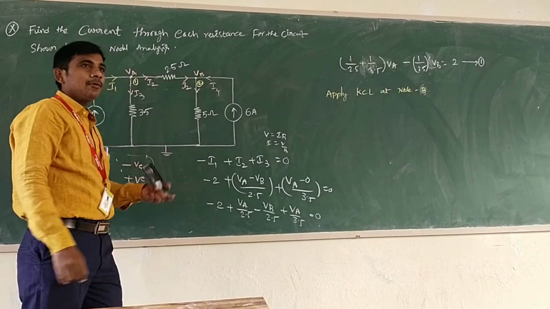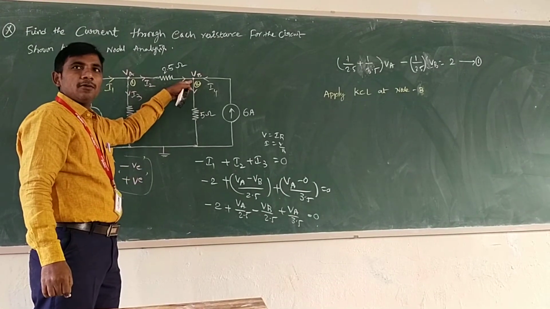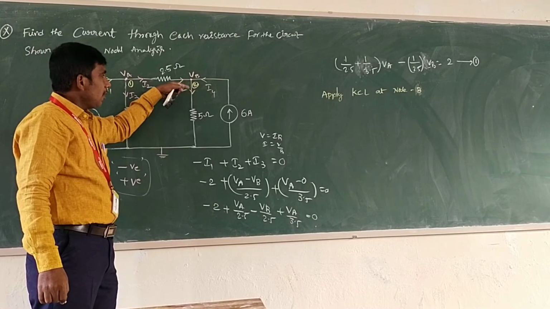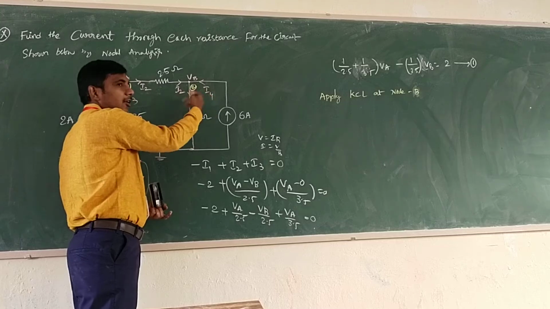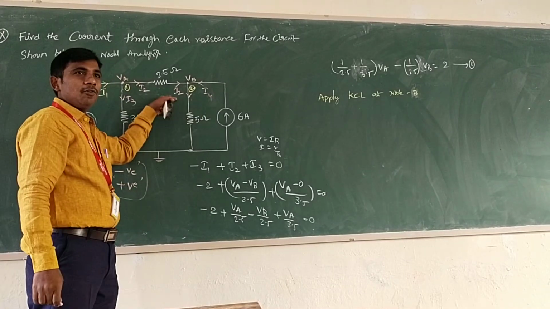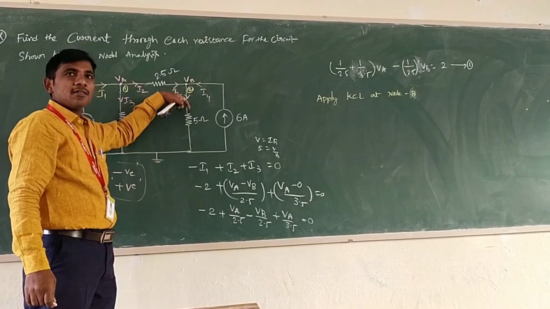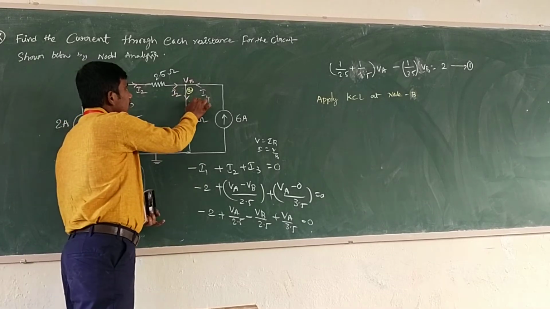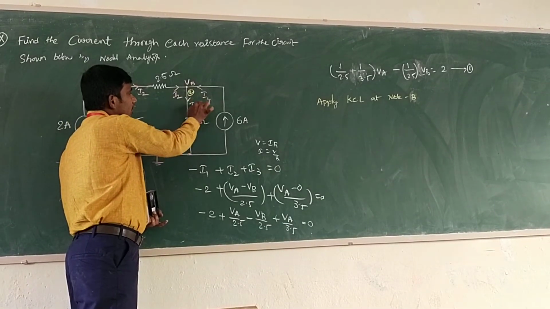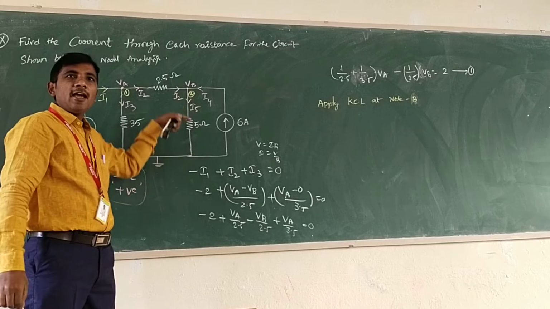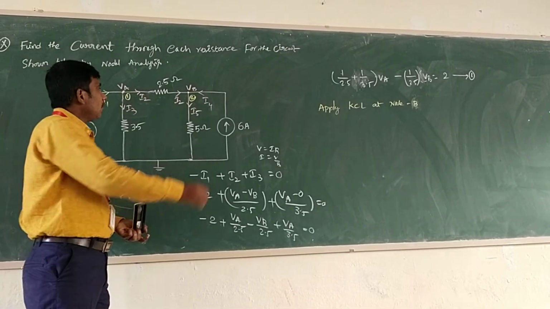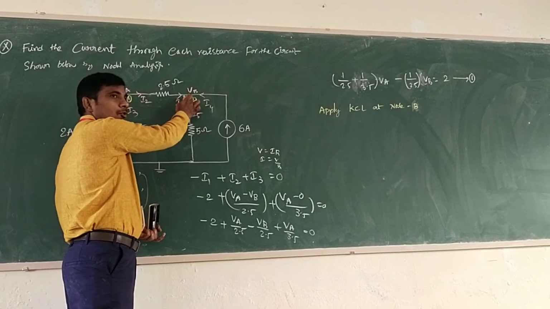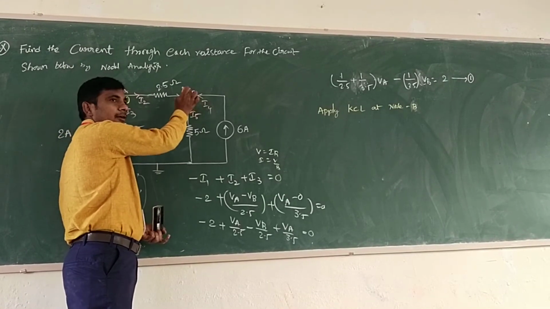You can consider I2 coming up to this node point. Some current will flow in this direction, that is I2 plus I4. According to the directions you marked, this is I4. Assume I5 is the current flowing in the 5 ohm resistance. Now this current will come up to this junction, this node point.